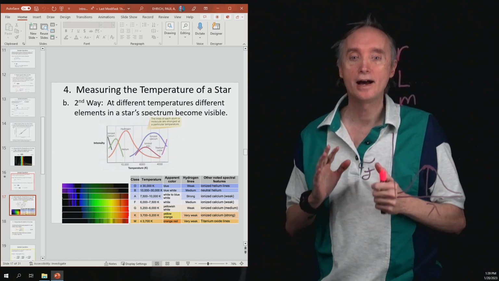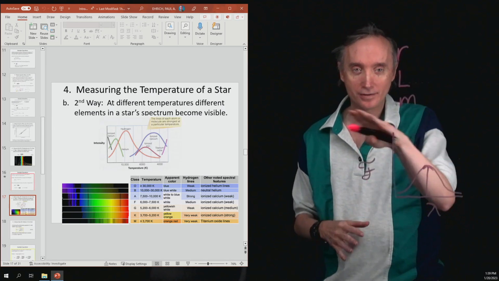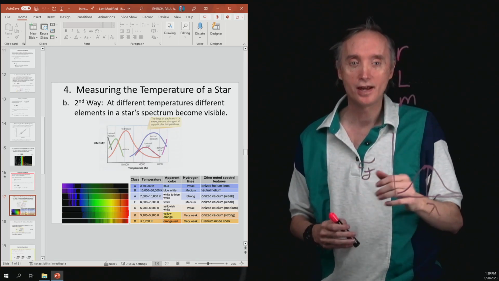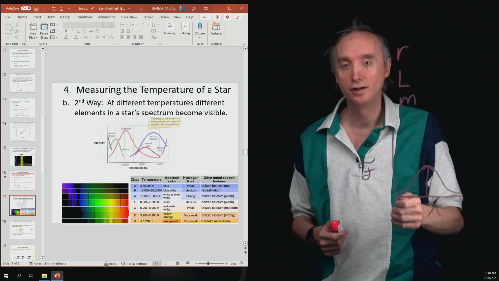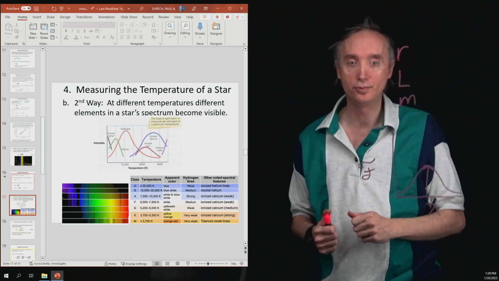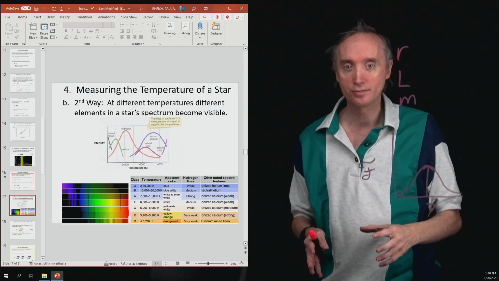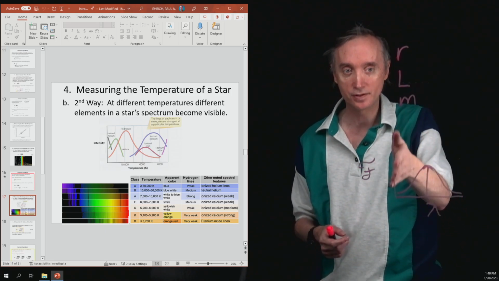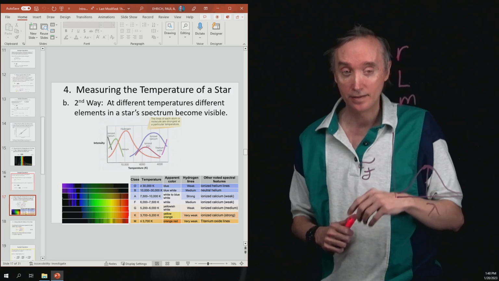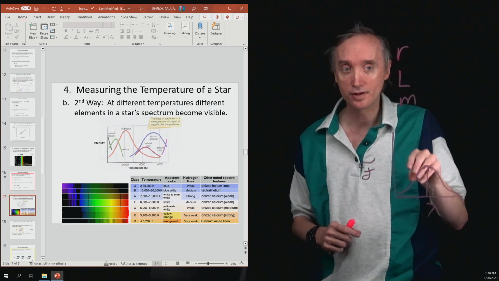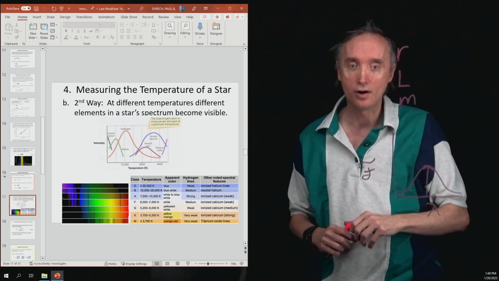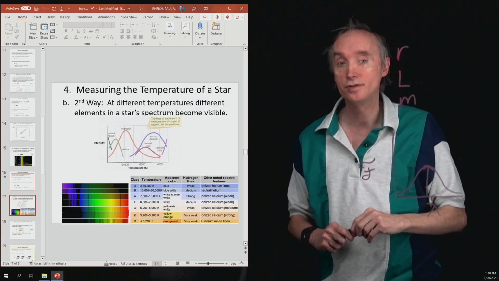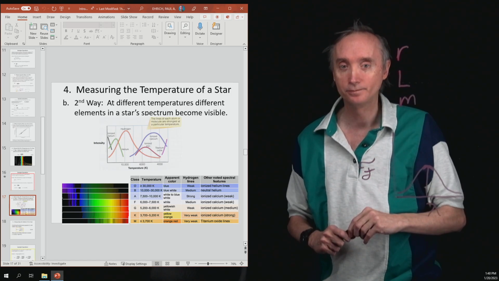So, how does this help us? Okay, so getting back to this. We take our diffraction grating, we put it on the telescope, we look at the spectrum of the star, and we look for certain elements in that spectrum. And then once you know the certain elements that are in the spectrum, you find them on that chart, and then that tells you the temperature of that star.